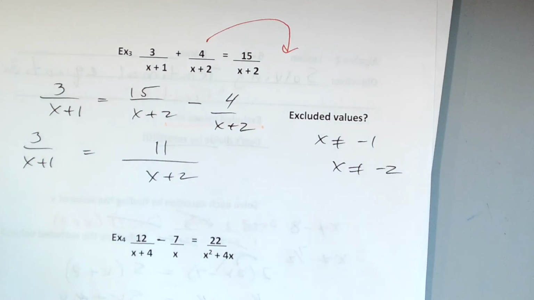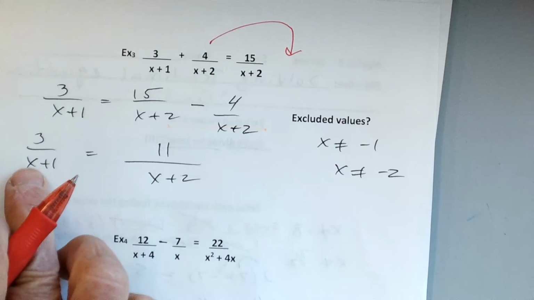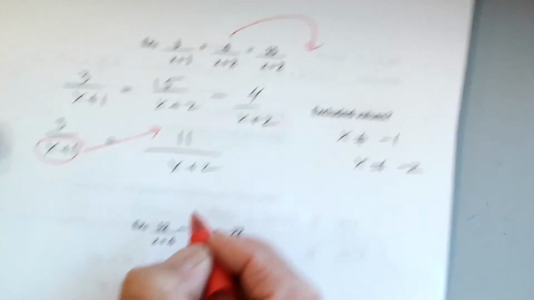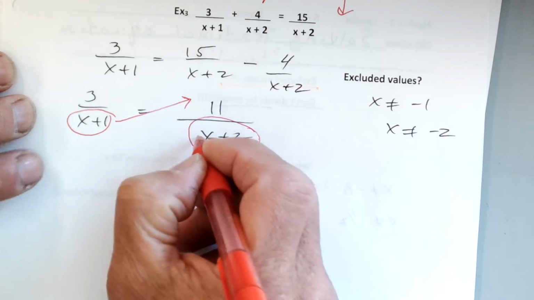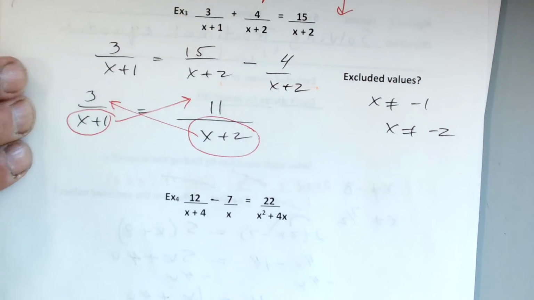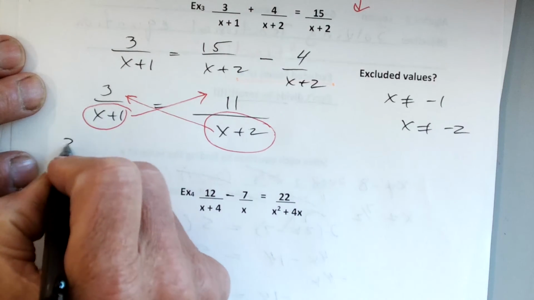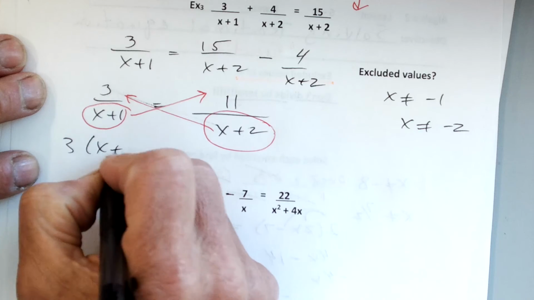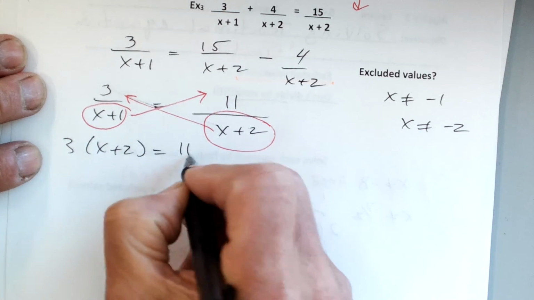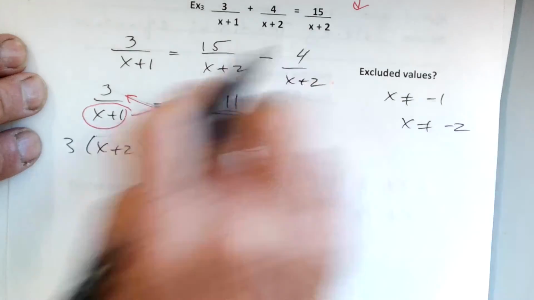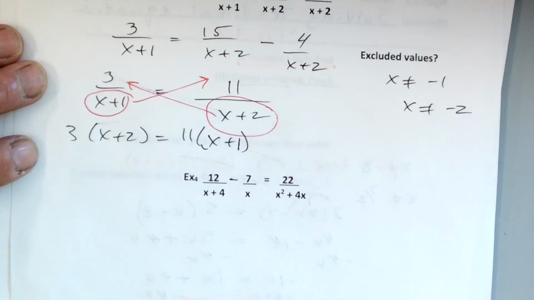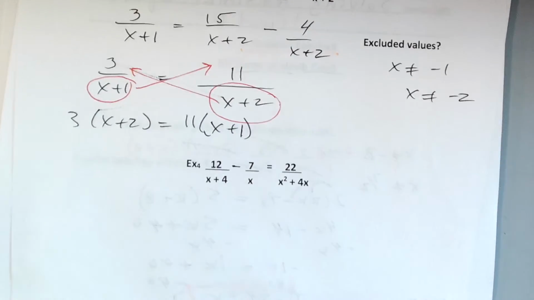And then, let's cross multiply, right? So if we cross multiply, because we got a fraction equal to a fraction, x plus 1 multiplies up here, and my x plus 2 multiplies up here. And let's see what we get. So I'll have my 3 times my x plus 2 equals 11 times, because I'm going to cross multiply, x plus 1, and then it's easy. Then it's just basic algebra, right guys? You know how to do this, right?